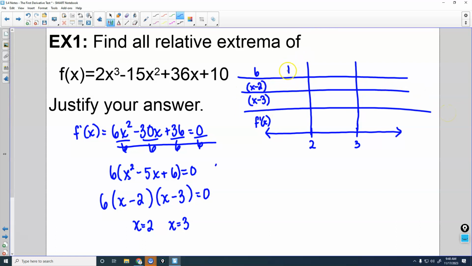Okay. 6 is always positive. If you don't include it in the chart, it's not a big deal. If it were -6, it would be a big deal that you included it. Here, for x minus 2, if I plug in something like 0, I'll get a negative. But then if I plug in anything bigger than 2, I'm going to get positives after that. If I plug in like 0 here, I'll get a negative. If I plug in something between 2 and 3, like 2.5, I'll still get a negative. But then anything bigger than 3 gives me a positive for that.